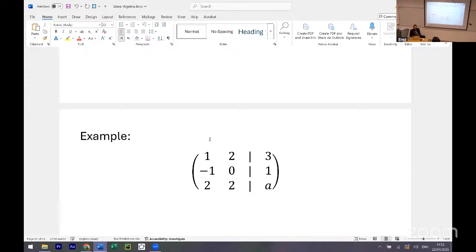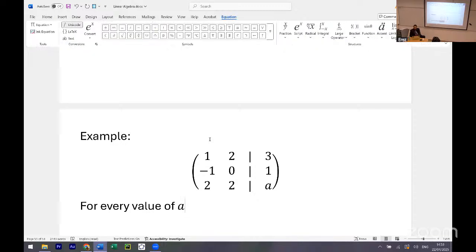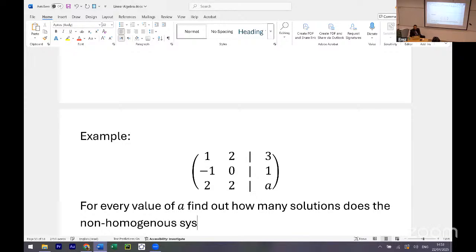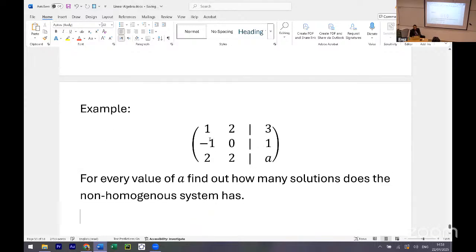And I will ask: for every value of A, find out how many solutions the non-homogeneous system has. Okay, it's the first question with a parameter.